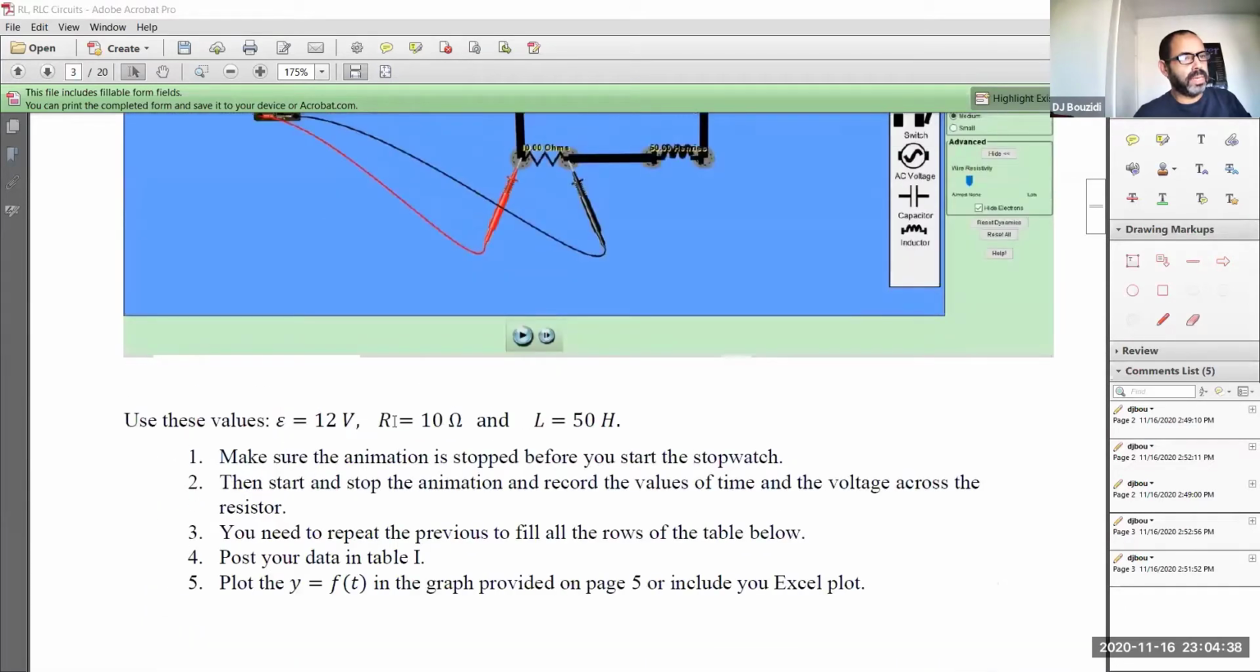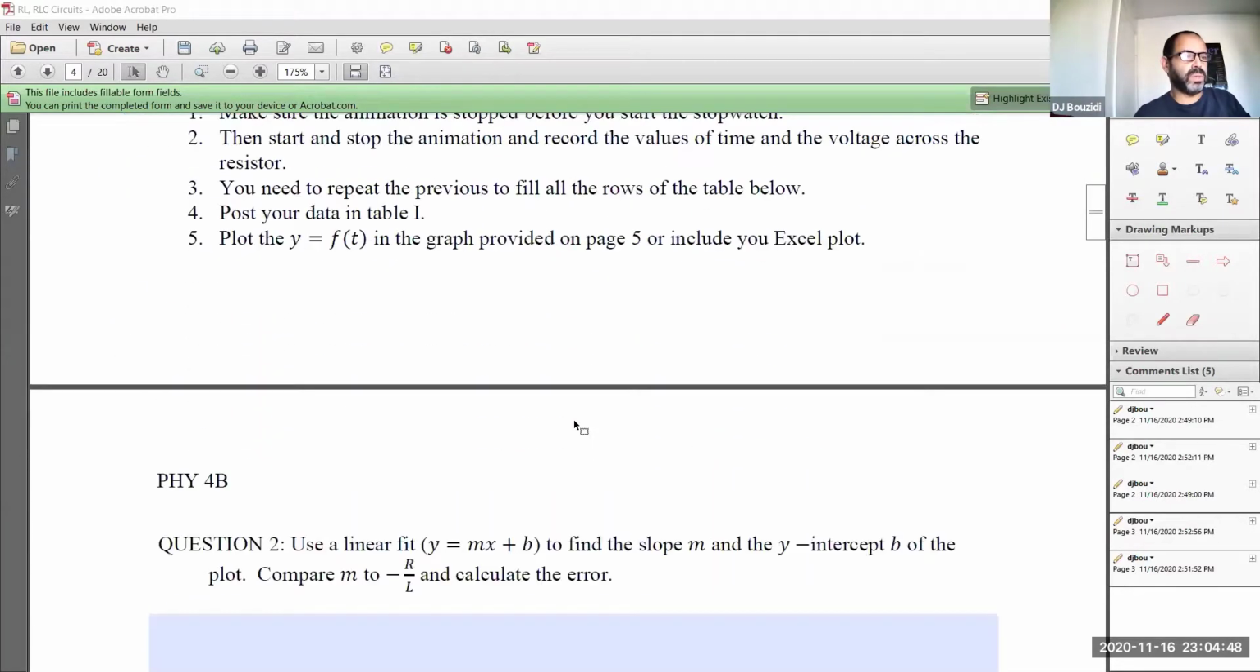R is 10 and L is 50. So the answer should be minus 1/50th, or minus 0.2. Or not minus, it's going to be positive in this case, because we're going to take the absolute value in here to compare the two. The time characteristic should be R over L, but the slope itself is going to be negative, because it's decaying.